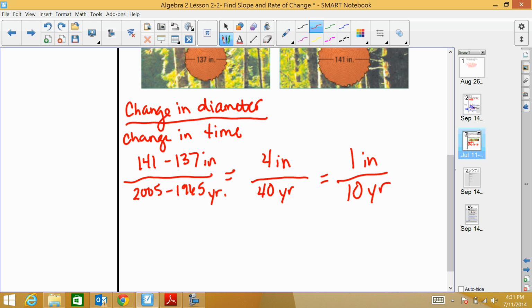So the rate of change is it changes 1 inch every 10 years, or if you did a decimal, you could also say 0.1 inches per year. So rate of change usually has some kind of measurement associated with it, like miles per hour, inches per year, that kind of thing. So rate of change and slope have the same formula, but they're usually expressed in different ways.